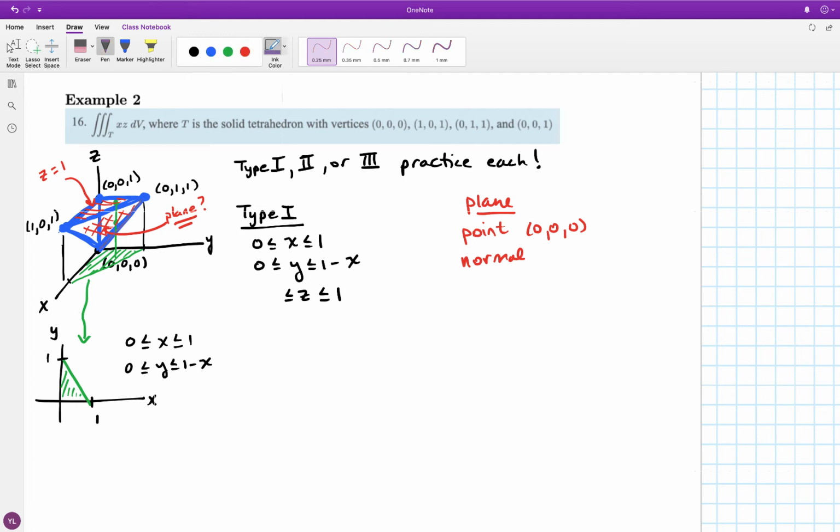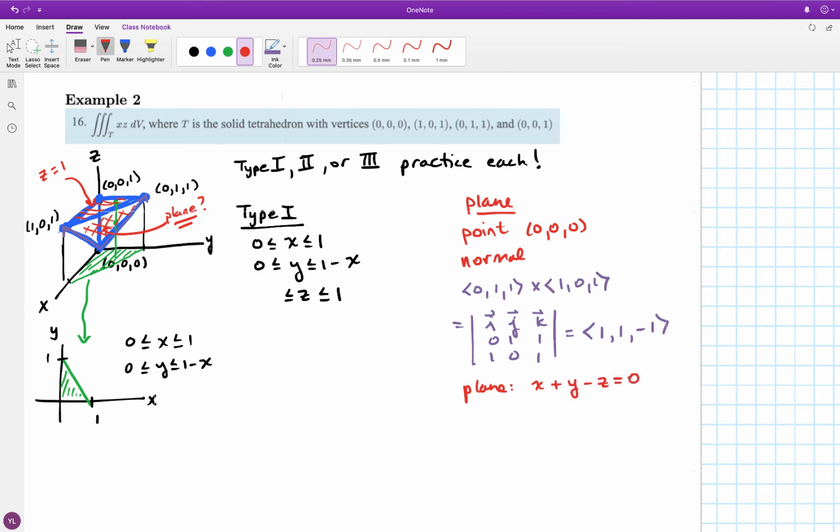Well, notice that these two vectors lie within the plane, and so if I cross them, they will produce a vector that is normal to the plane. So with those two ingredients, a point and a normal vector, I can create the equation of this plane, x plus y minus z equals 0. So z equals x plus y is the function that I'm after.